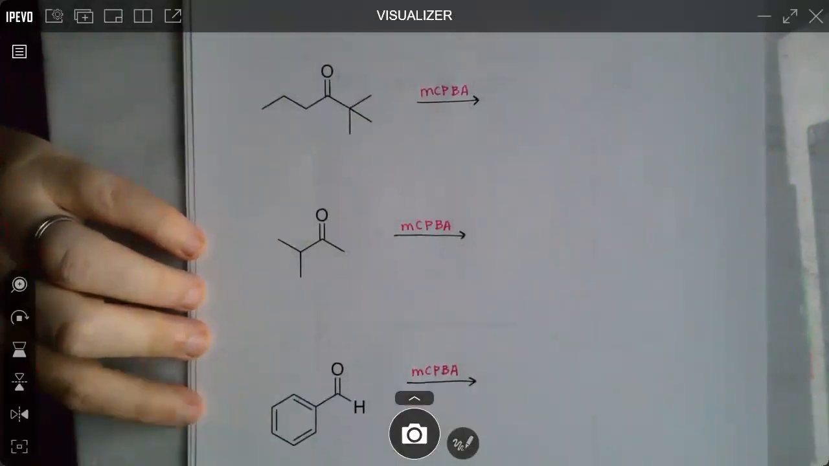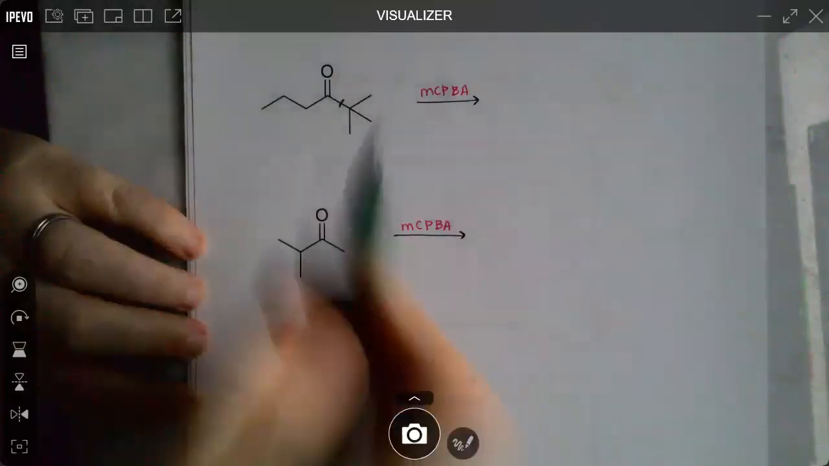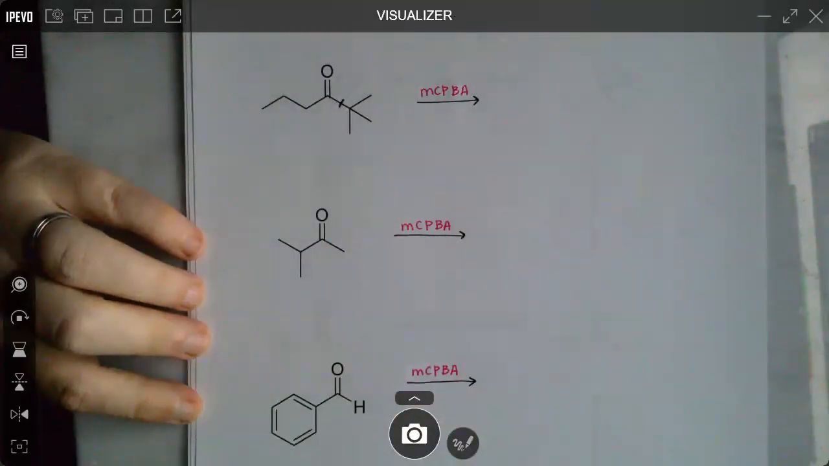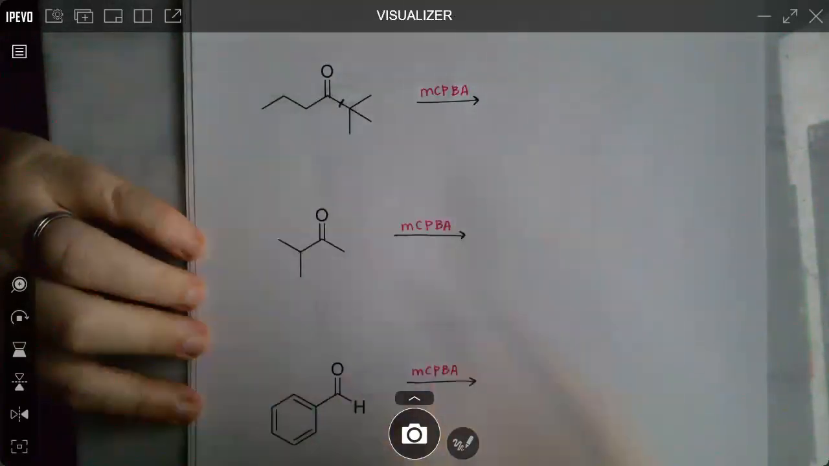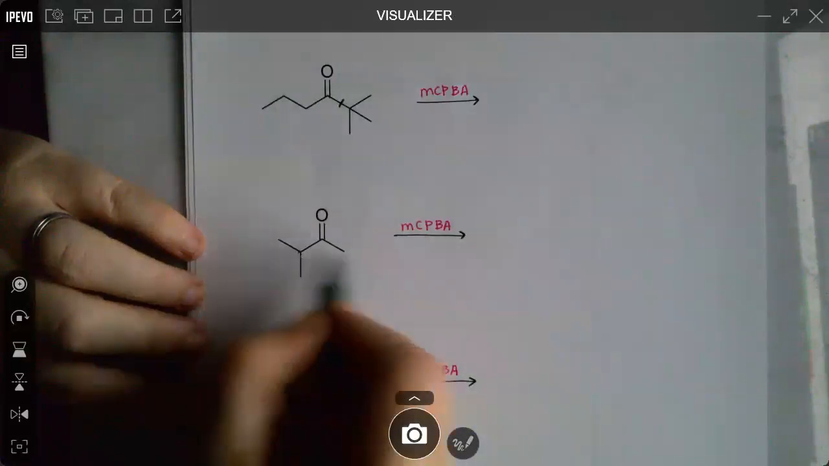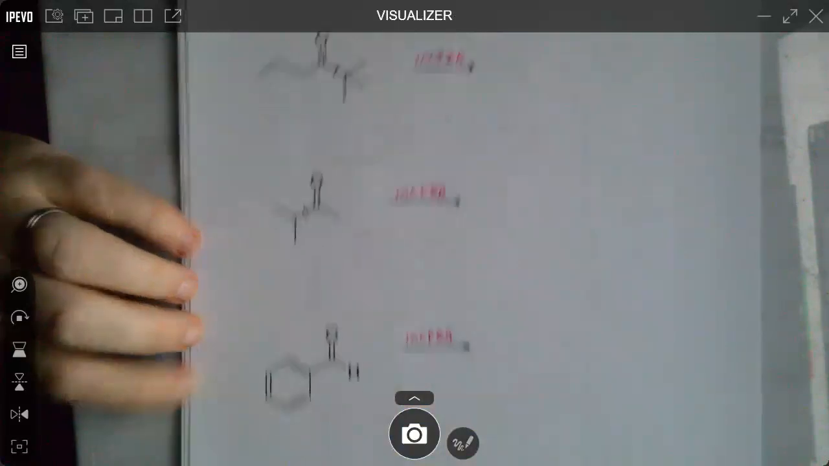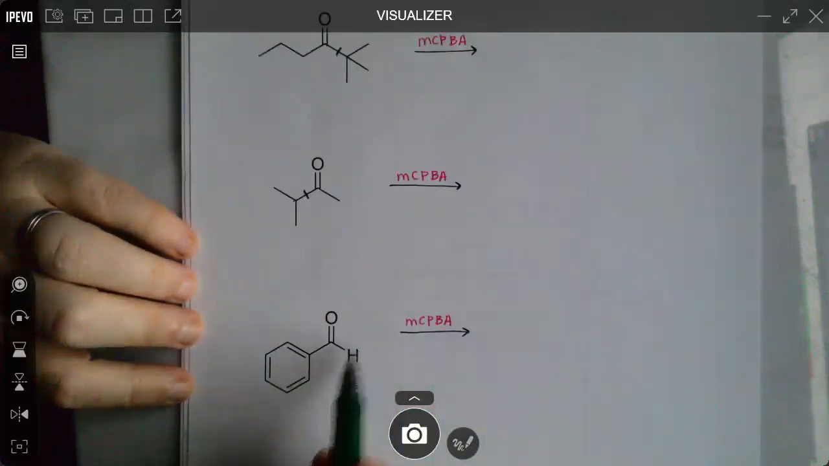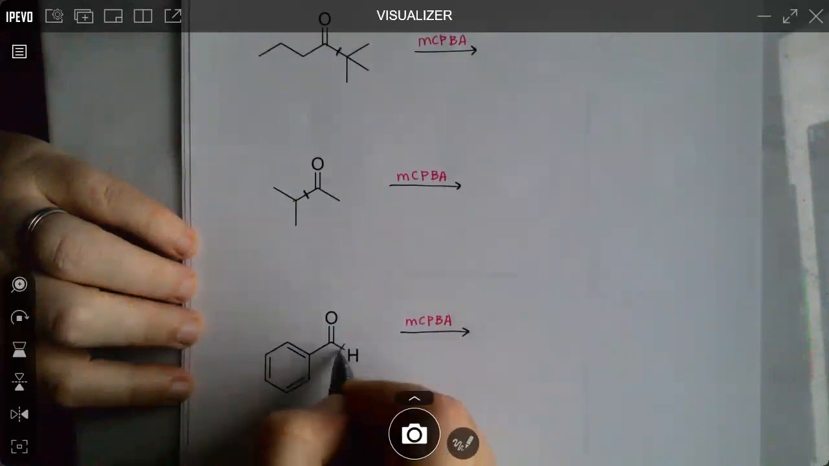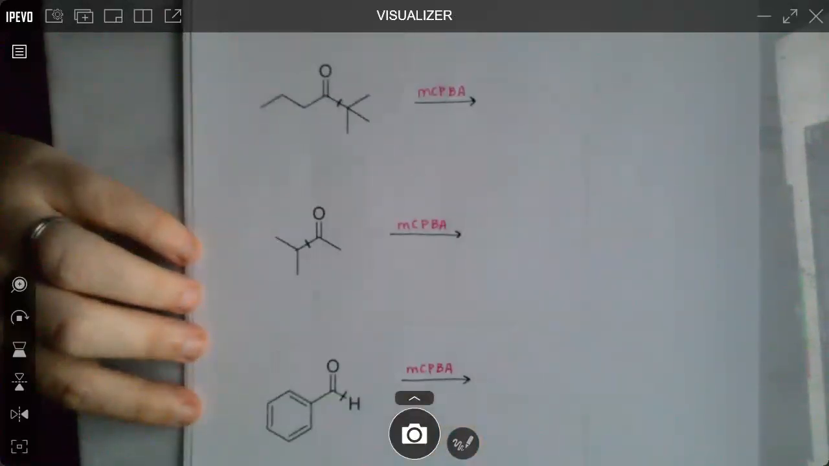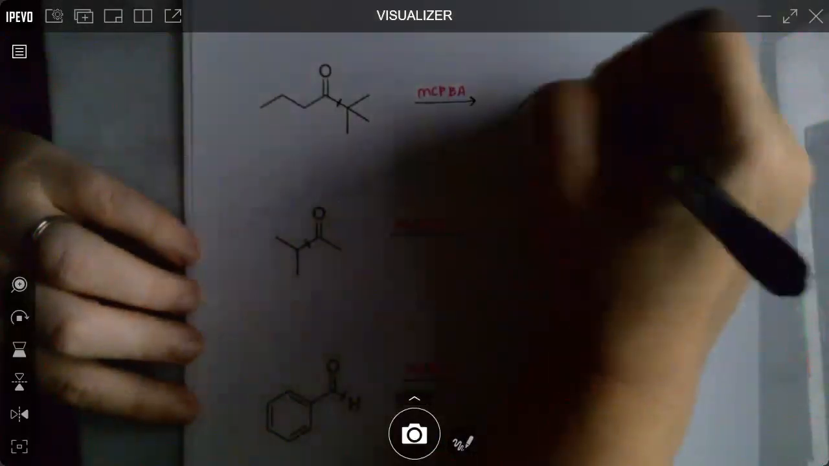And in thinking about where the oxygen will insert, it will insert between the carbonyl carbon and the more substituted carbon, which in this case would be on the right. Again, this is more substituted than that, so it would insert here. And then given that one of them is a hydrogen because it's an aldehyde, it would insert on that side.